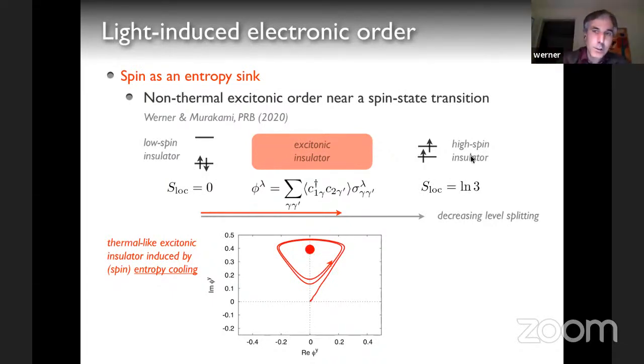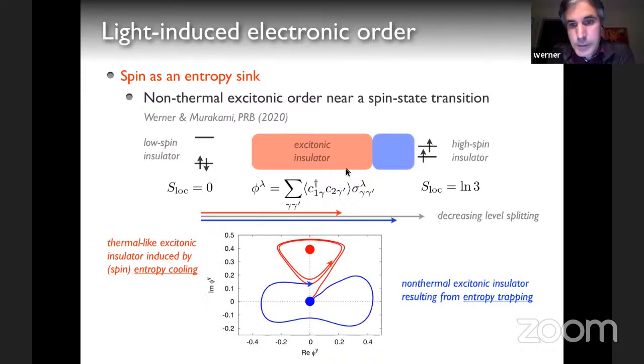And that's because we are building up some high spin configurations, and this has a large spin entropy, and this effect is enough to cool down our system enough to break the symmetry into this excitonic insulator phase.